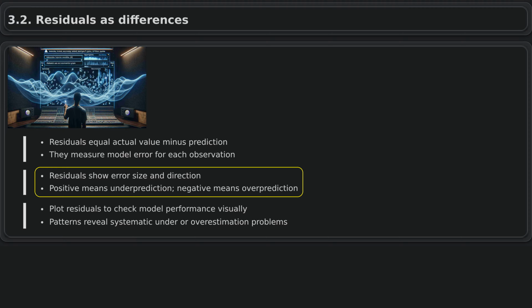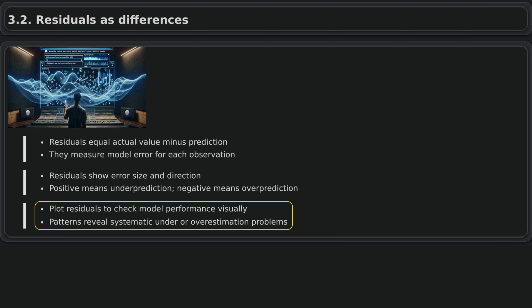Residuals describe both the direction and size of a model's prediction error. A positive residual means the actual value is higher than the prediction, so the model underestimated. A negative residual means the actual value is lower than predicted, so the model overestimated. The size or magnitude of the residual shows how far off the prediction is, measured in the same units as the outcome, such as dollars or exam points. For instance, a residual of +5 on an exam score means the student scored 5 points higher than the model expected. Plotting residuals helps you visually judge how well a model fits your data.